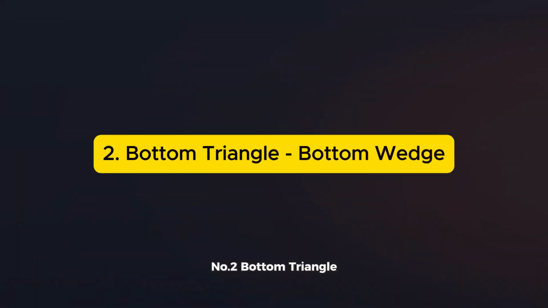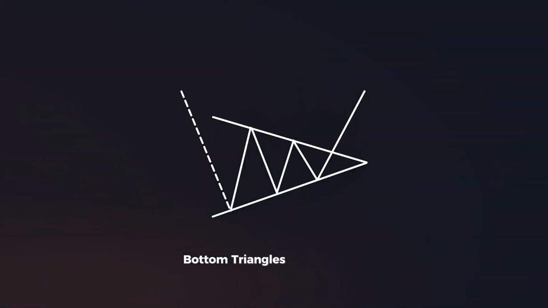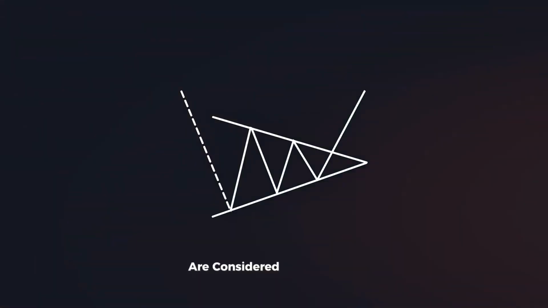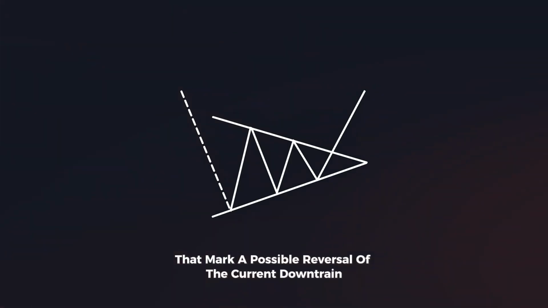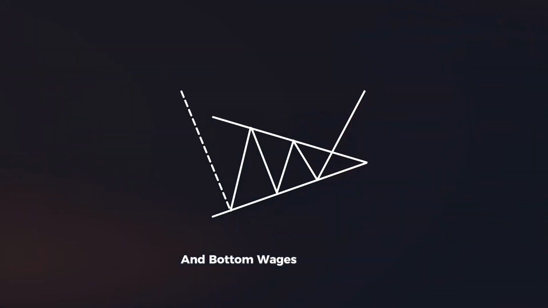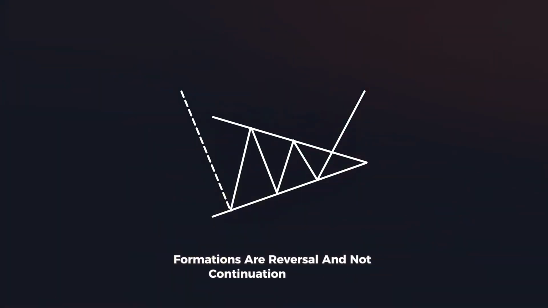Number 2. Bottom triangle, bottom wedge. Bottom triangles and bottom wedges are considered to be bullish signals that mark a possible reversal of the current downtrend. Bottom triangles and bottom wedges make up a group of patterns which have the same general shape as symmetrical triangles, wedges, ascending triangles, and descending triangles. The difference is that these particular formations are reversal and not continuation patterns.